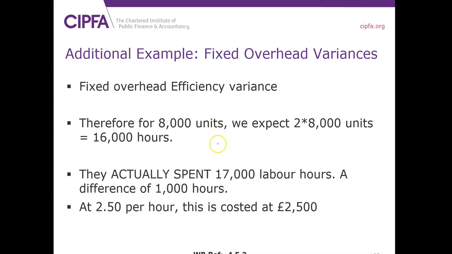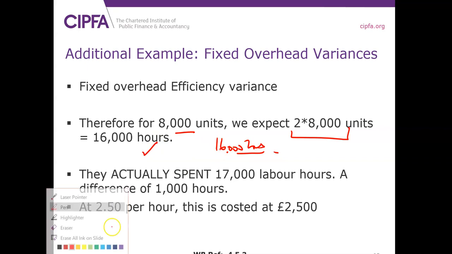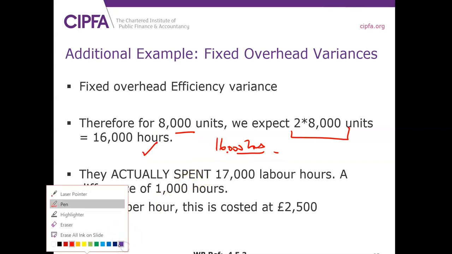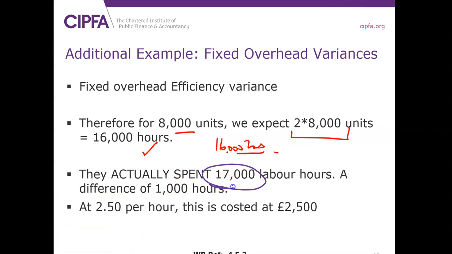So for 8,000 units, we expect you to do 2 hours times 8,000 units, giving us 16,000 hours. And what did you actually do? You actually went out there and spent 17,000 hours. So we straight away have a difference of 1,000 hours. You spent 1,000 hours extra. This is adverse. This isn't good.